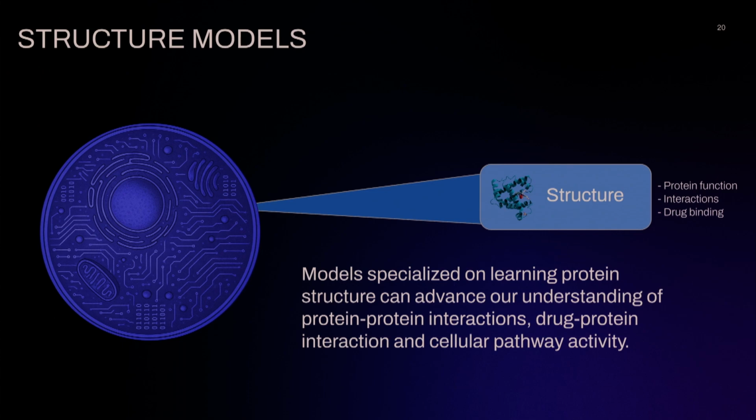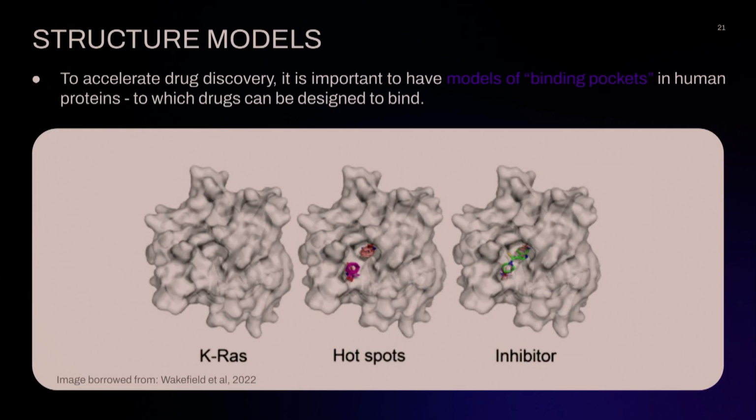Moving to structure models. Models specialized on learning protein structure can advance our understanding of protein-protein interactions, drug-protein interactions, and cellular pathway activity. And this is where Russ Altman is the expert. So for example, this is just an image that I borrowed from another publication. It shows the oncoprotein KRAS. And in the middle plot, you see all the known drugs that are binding to KRAS. They seem to be binding in these hotspots. And then you can also see how known inhibitors bind in those hotspots.